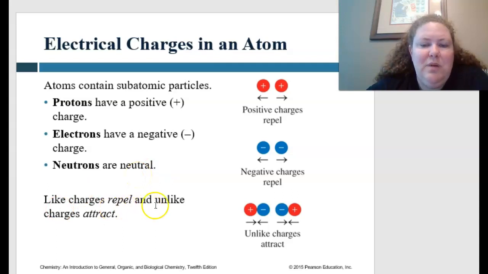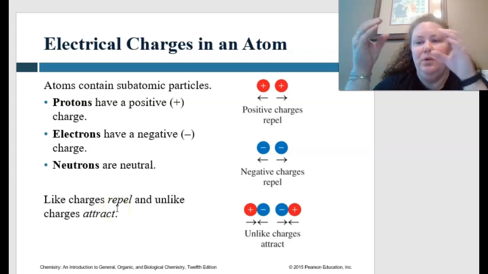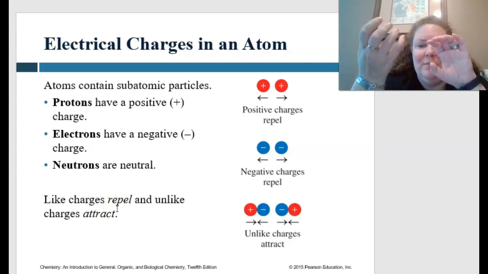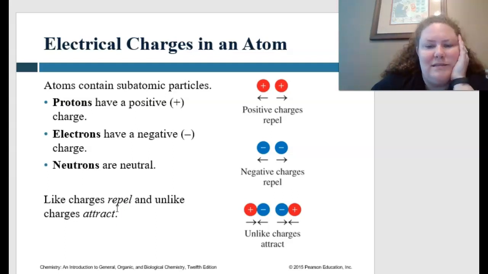And like charges repel and unlike charges attract. What that means is, you guys have played with magnets before, right? If you put 2 positives together, they're going to fight with each other and repel. Well, if you have opposites, attract. So a positive and a negative will interact together, where 2 likes are going to repel.